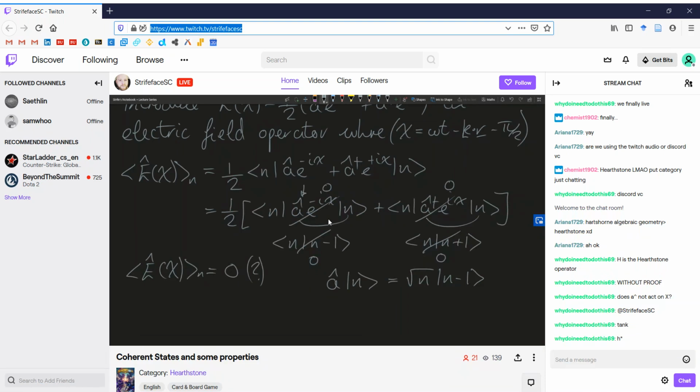So the chi is essentially just constants. The e to the minus i chi and e to the i chi are just scalars. They're not affected. So I hope that was clear.